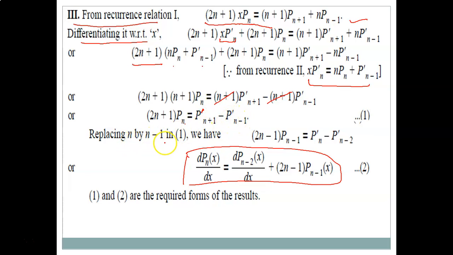Now replacing n with n minus 1 we get this value, and in fact the meaning of this is the derivative of Pn with respect to x. The meaning of this is the derivative of Pn minus 2 with respect to x, and this is (2n minus 1) Pn minus 1. So this was the required result.